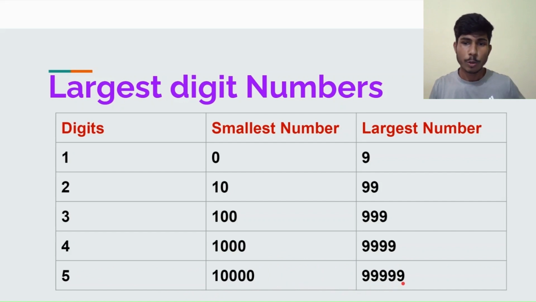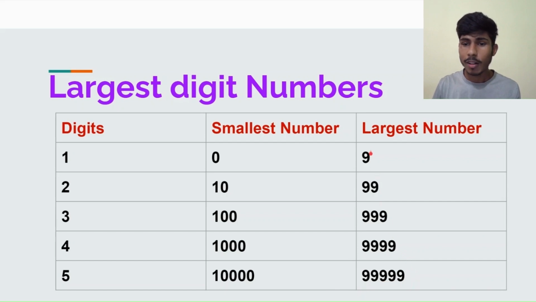99,999. See, did you notice that if we have a single digit largest number, we have to keep 9. If we want double digit largest numbers, we have to make both digits as 9. If we want the largest triple digit number, then we have to write 3 nines. We have to make all digits as 9. Again, if we want the largest 4 digit number, we have to make all the 4 digits as 9. And if we want the largest 5 digit number, then we have to make all the 5 digits as 9.